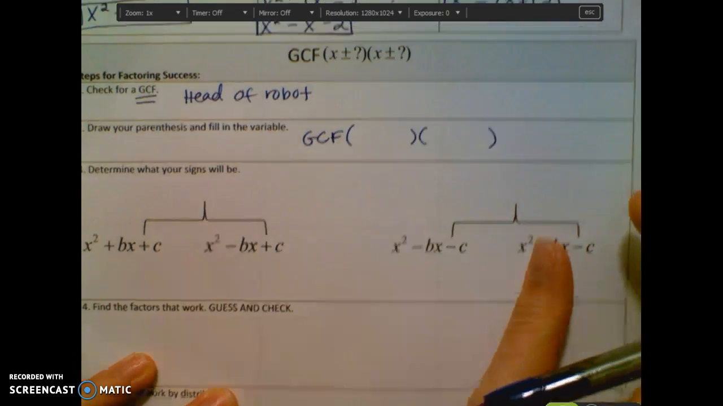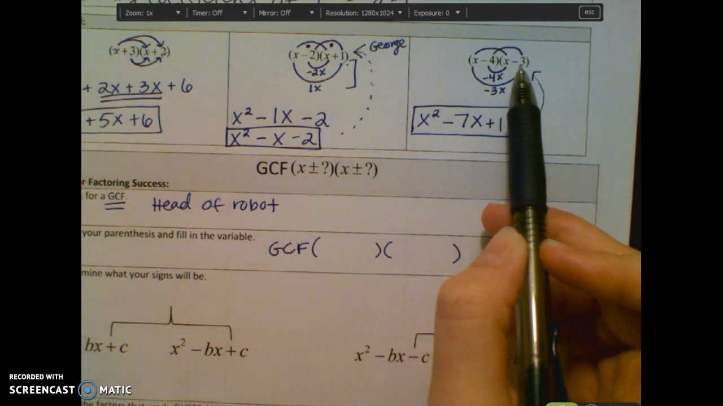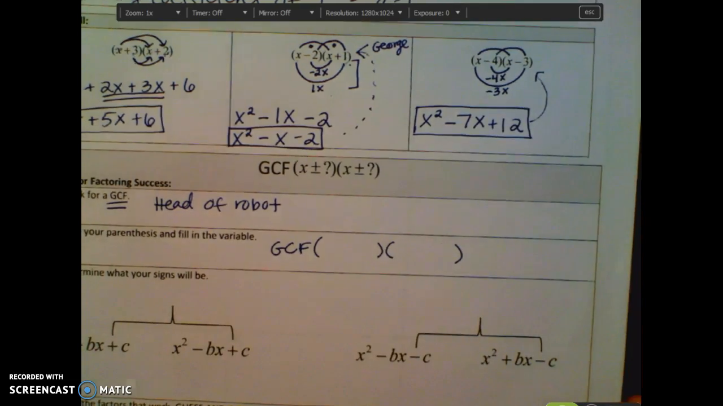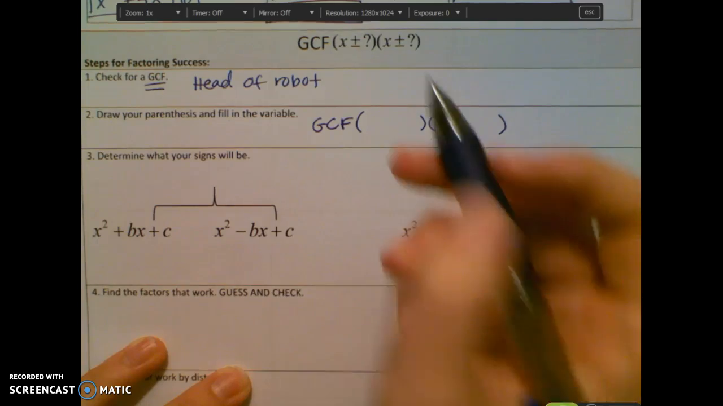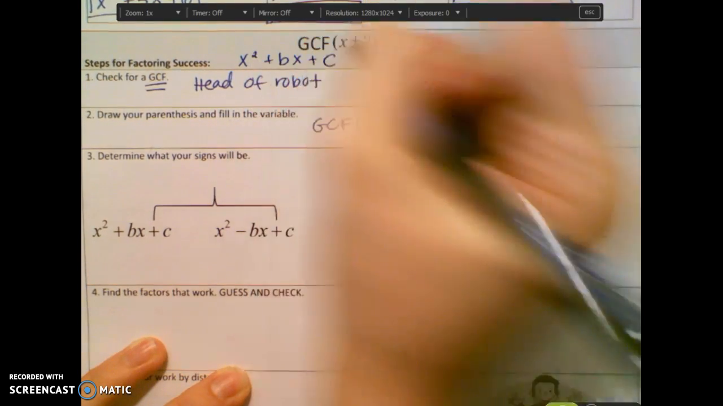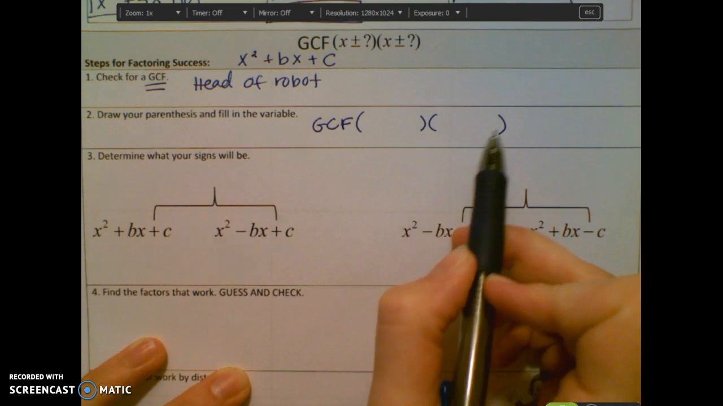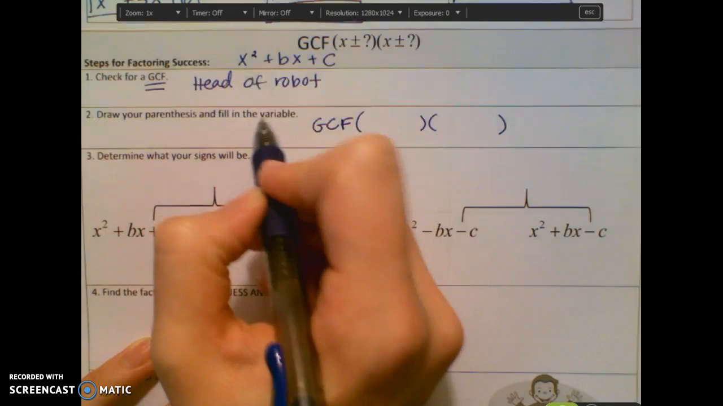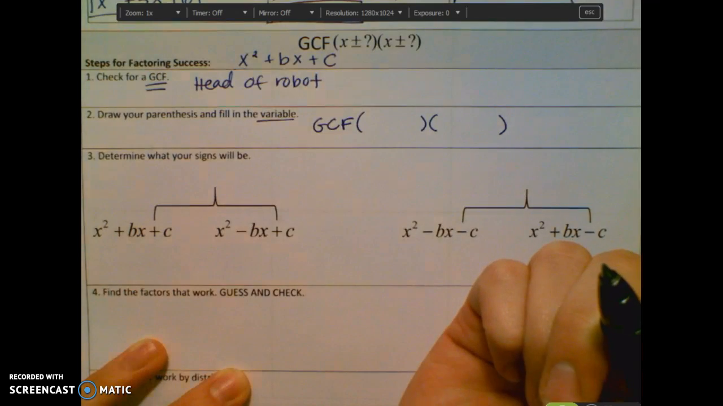So let's look up here for a second. We started with two sets of parentheses, two binomials that we multiplied, and we ended with a trinomial. Well, now we are going backwards. So now we are starting with a trinomial that looks like x squared plus bx plus c. We're starting with that, so that means we're ending with our two binomial factors. Now the first thing we put in our factors is the variable. Well, the first thing we're starting with is x squared.